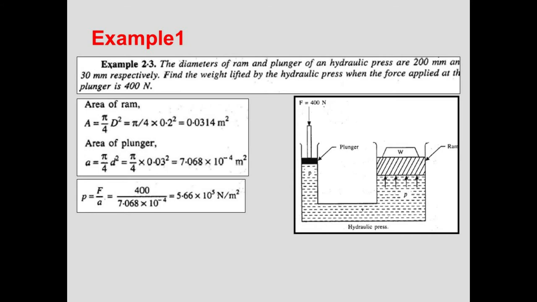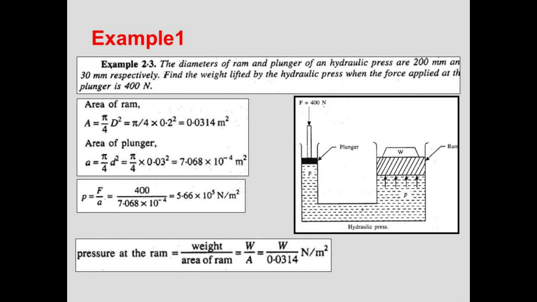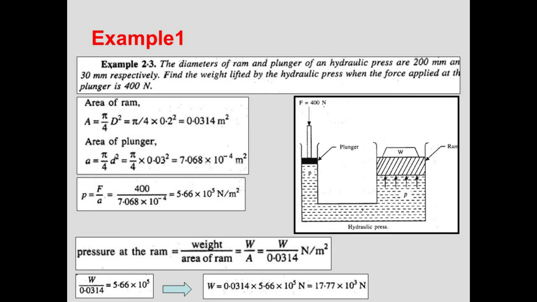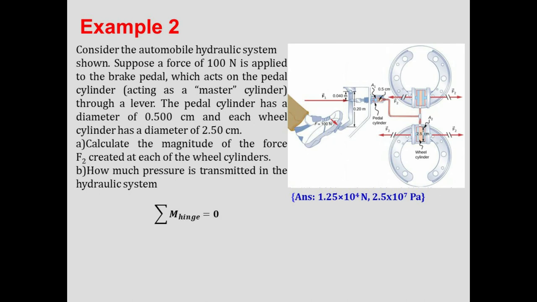Okay, we have calculated the pressure in the hydraulic press, and now we can calculate the weight that can be lifted by the hydraulic press. Using the same equation, P equal to F over A, but now we change force to the weight that the hydraulic press can lift. The pressure, which you have calculated, is 5.66 times 10 power of 5, and the area is 0.0314 meter square. So you can calculate the weight. The weight is 17.77 kilonewton.